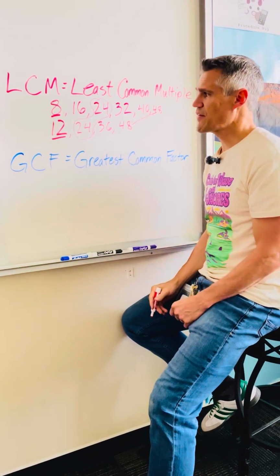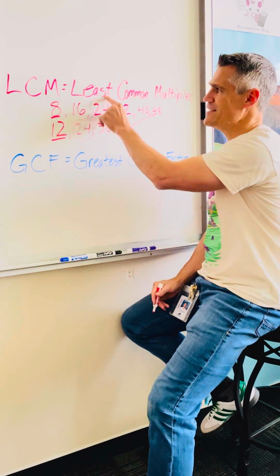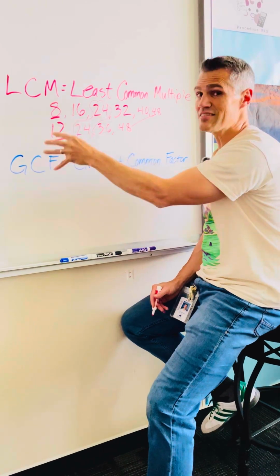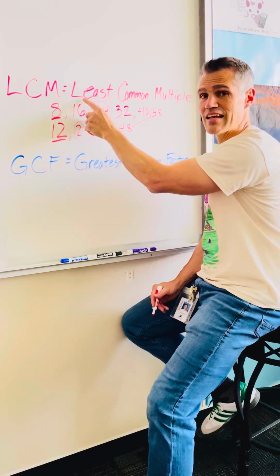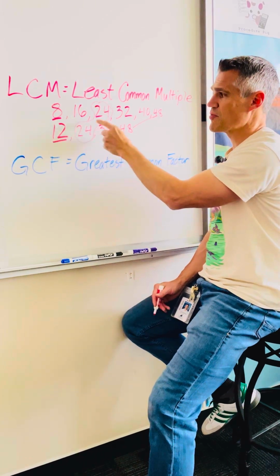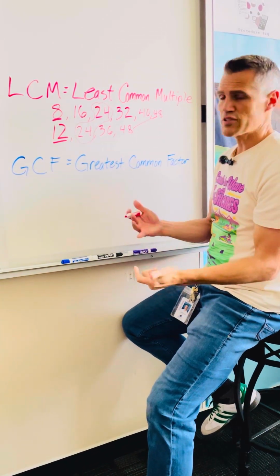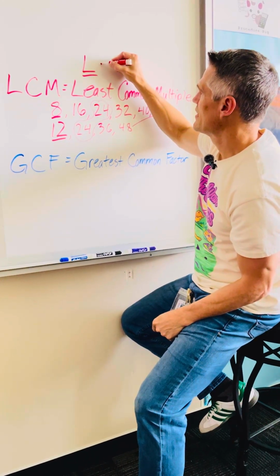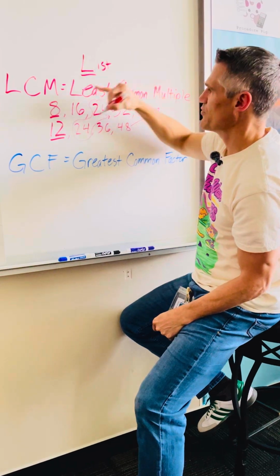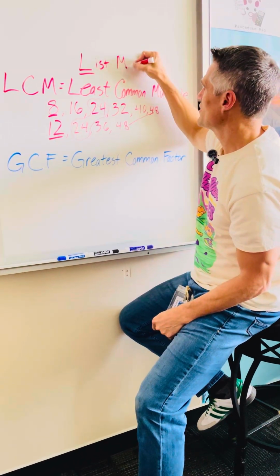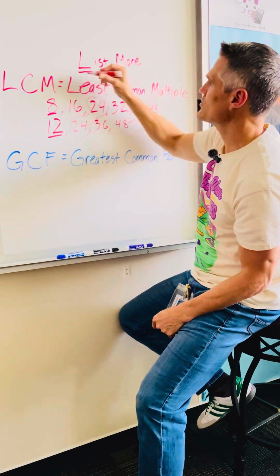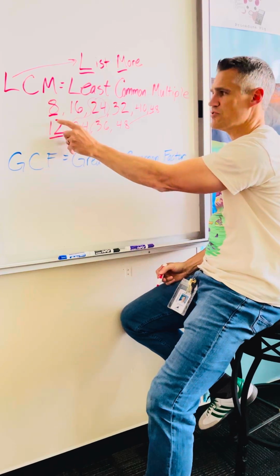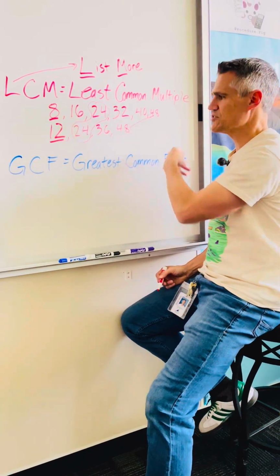I think one of the reasons why this gets confusing is because the word least makes us think that with 8 and 12, we should be looking for a number that is less than 8 and 12 because it says least in LCM, but we're actually looking for a number that's more than both of them. So what if we said this? Let's make LCM stand for list more. So with an LCM, you are listing more. Get two numbers, you just list more, that's your LCM.